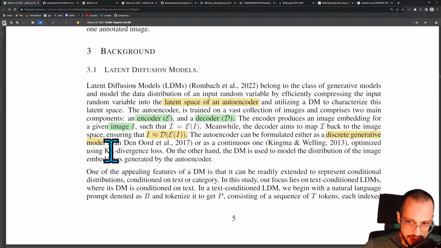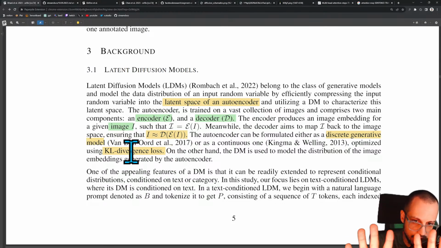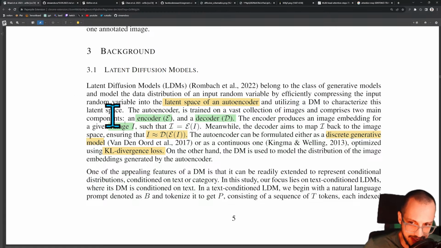Optimize using a KL divergence loss. KL divergence is a metric for the distance between two distributions, and it's used a lot in, for example, reinforcement learning, where you want the distribution of maybe the human actions to match the distribution of the robot actions. But anywhere where you have two distributions and you want them to slowly get closer over time, you use this KL divergence loss.